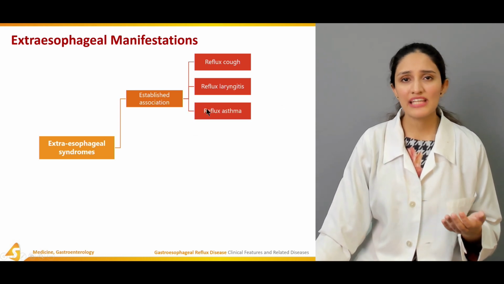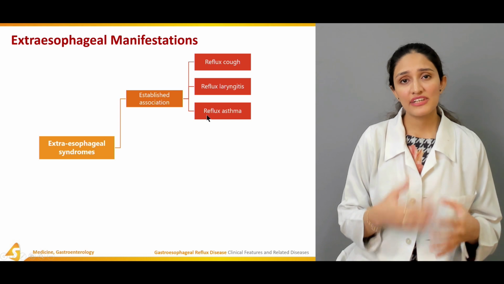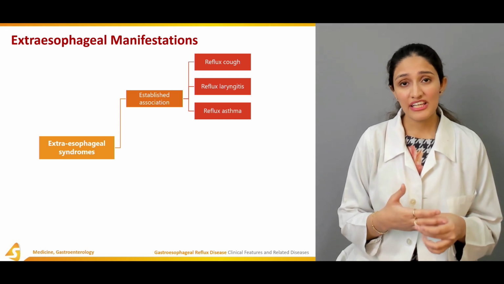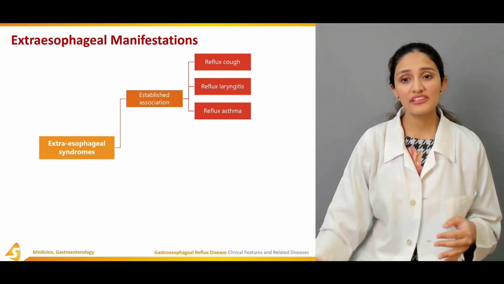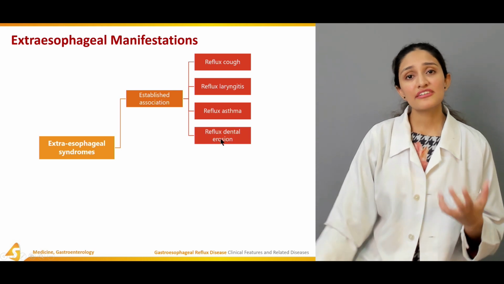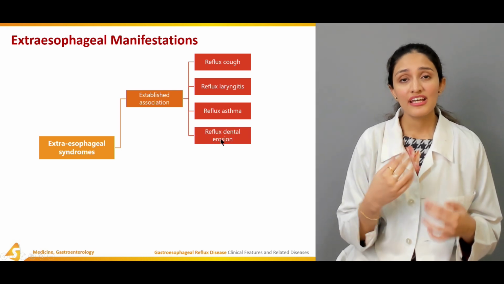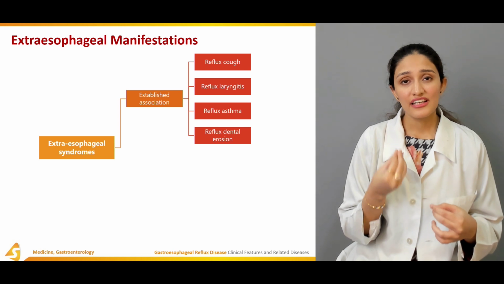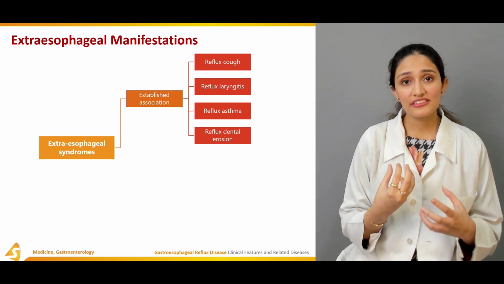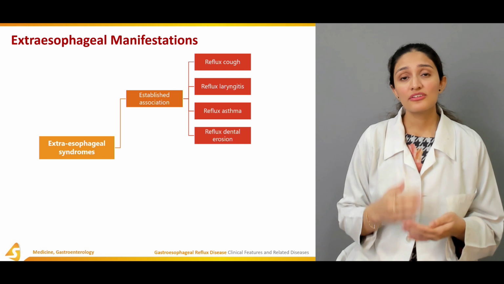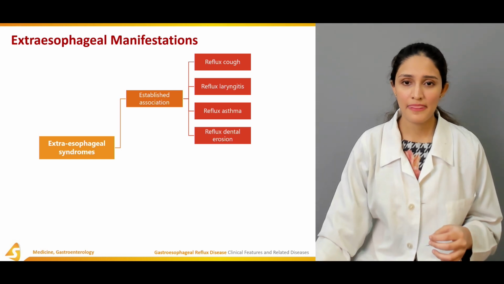Reflux asthma is the same as the cough. There might be vasovagal stimulation and bronchoconstriction could occur. And reflux dental erosion. The reflux could be so severe that it could involve the teeth, it could cause dental erosion, and it could even cause the loss of tooth structure.